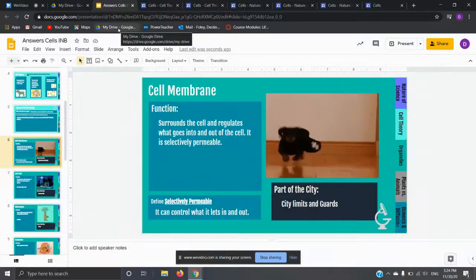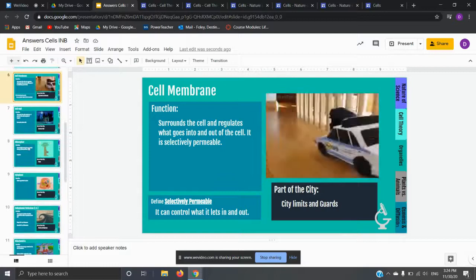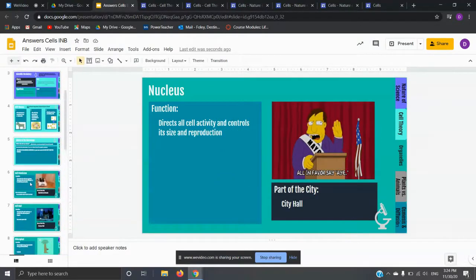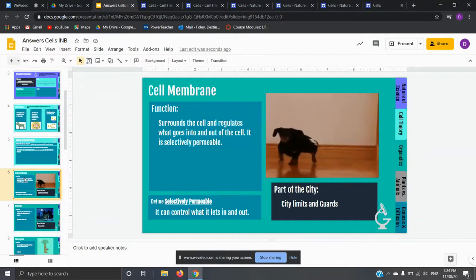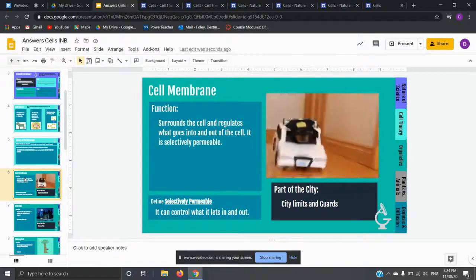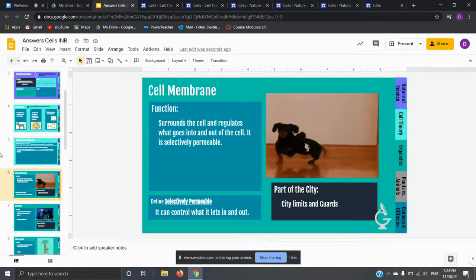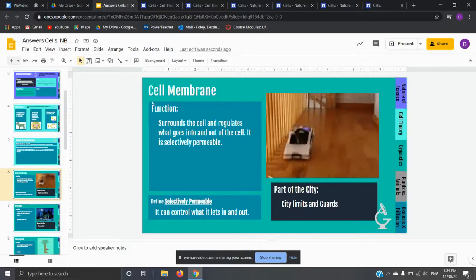For slide 6, we are actually starting to go over the organelles. So I'm going to put this whole video together from slide 6 down to slide 12, just talking about the different organelles within the cell. As you can see, there's a fun GIF here of 2 dachshunds chasing each other. So the GIF shows what the cell membrane does.